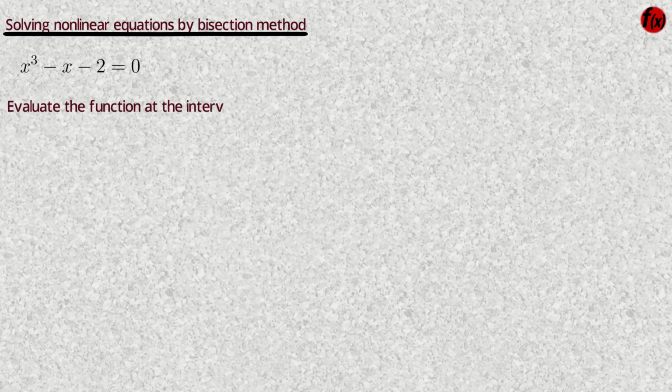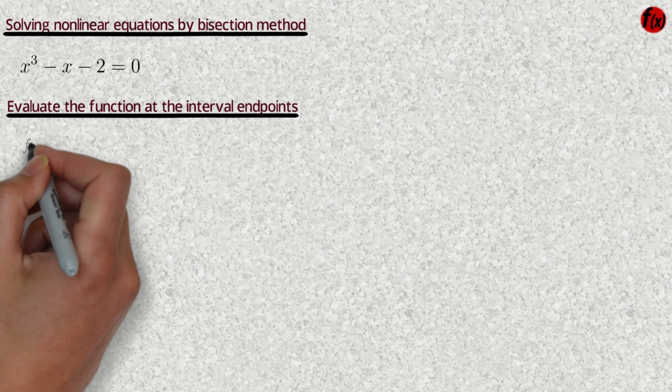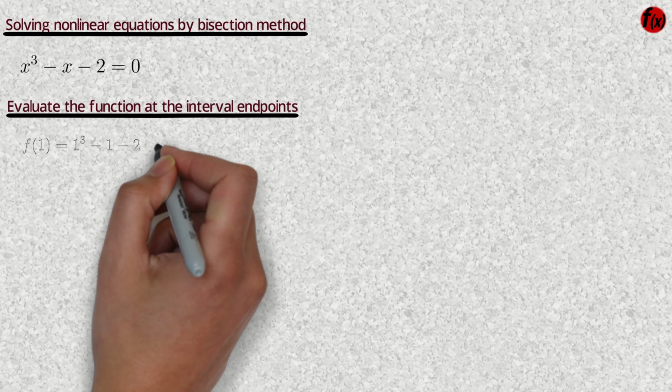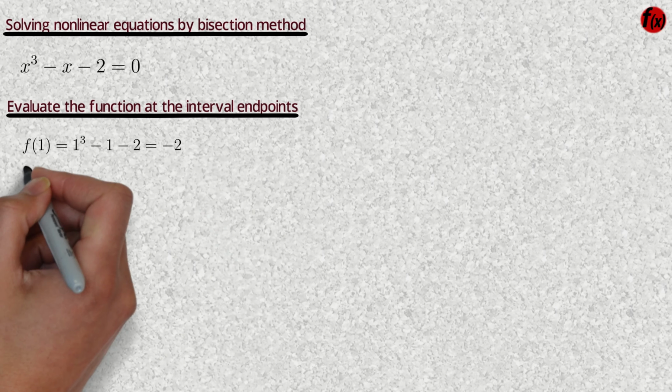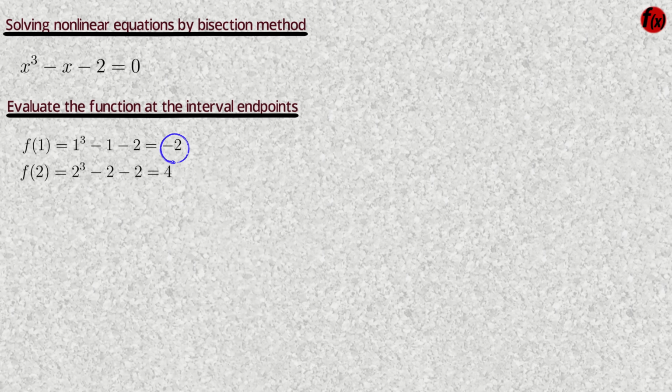Evaluate the function at the interval endpoints. Let's evaluate the function at some points to find the interval. Since f(1) is less than 0 and f(2) is greater than 0, we can choose the initial interval as 1 and 2. Calculate the midpoint and evaluate the function.